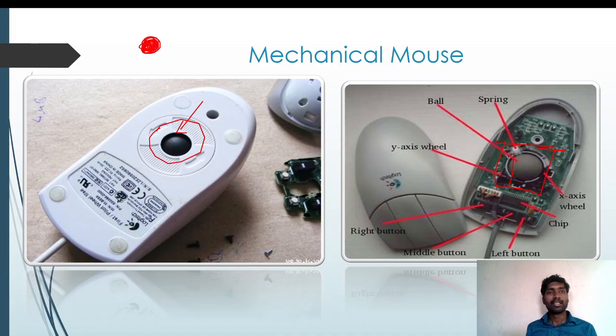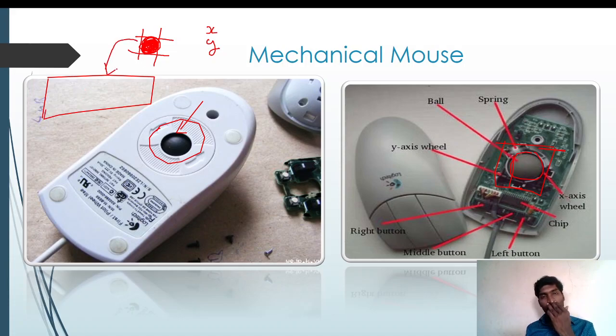Now what is this? When we keep dragging the mouse, this ball will rotate. Based on the ball rotating, in four directions, there will be a wall. This is a wall. So based on the rotation, x axis, y axis, the mouse will move on our computer monitor. Mouse movement will be there based on this ball rotation.